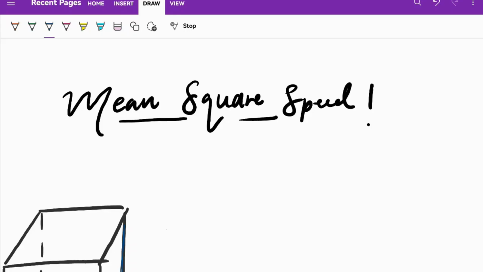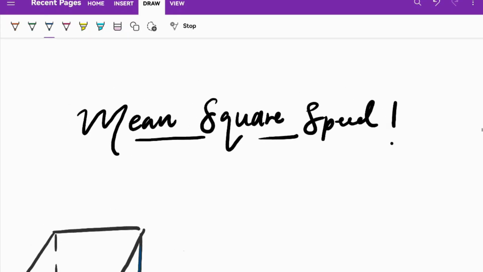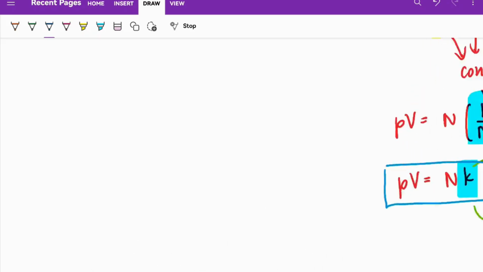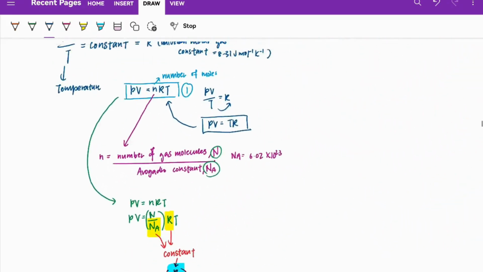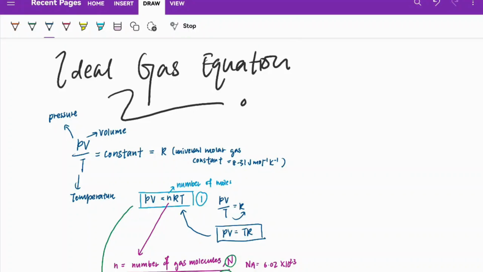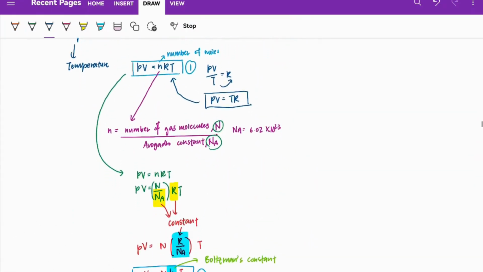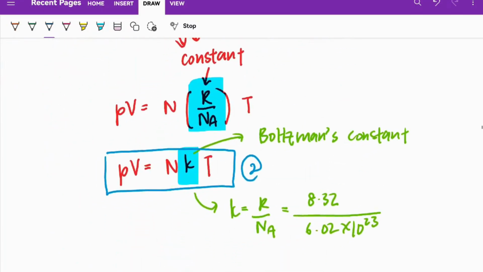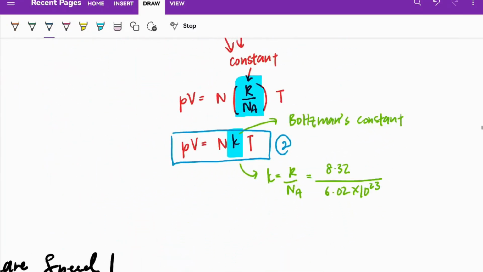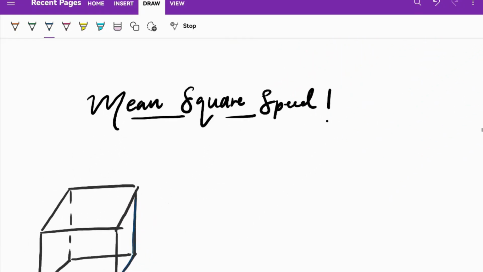So today we'll be deriving the mean square speed formula. In the previous video, we discussed how to derive the ideal gas equation, where we use the concept of PV over T equals a constant. And finally, we came up with two different formulas, which are PV equals nRT and PV equals NkT. So today, we're going to dive deeper into how we derive the mean square speed equation.